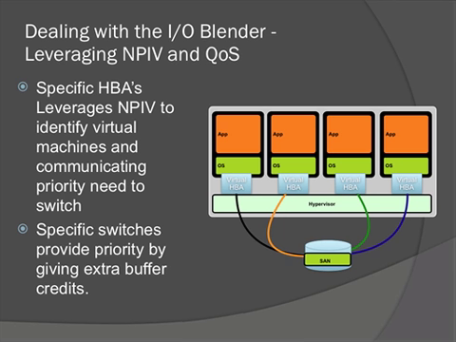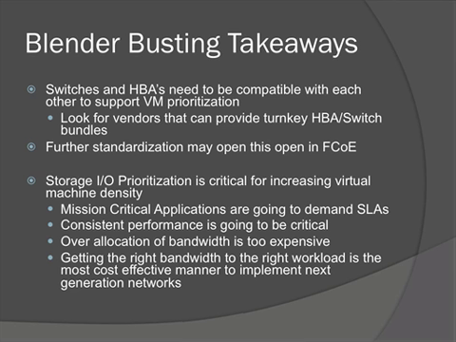The way we get there today is we apply extra buffer credits to the high and medium HBAs, and that allows us to give some level of performance guarantee to the owners of these more mission critical applications. So this is really a critical step in taking mission critical applications and increasing machine density and really moving the virtualization project further along the line.